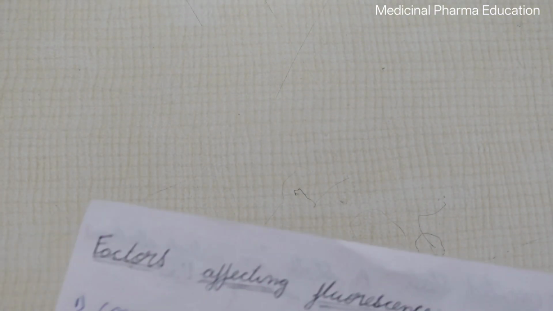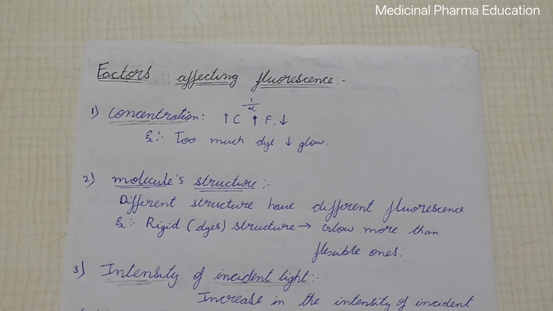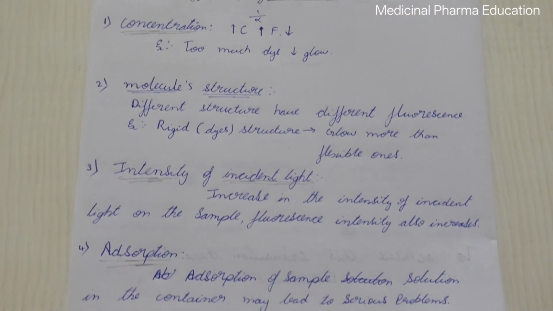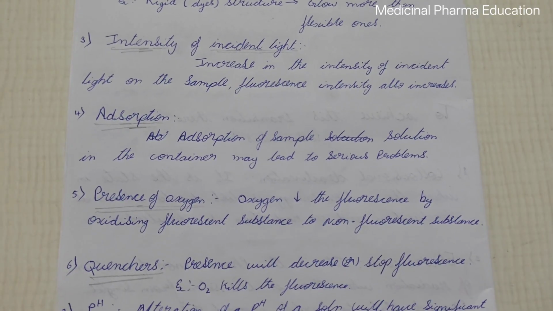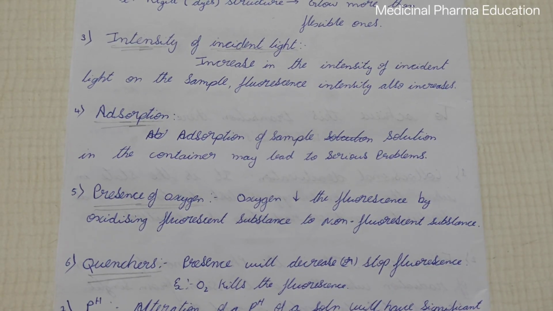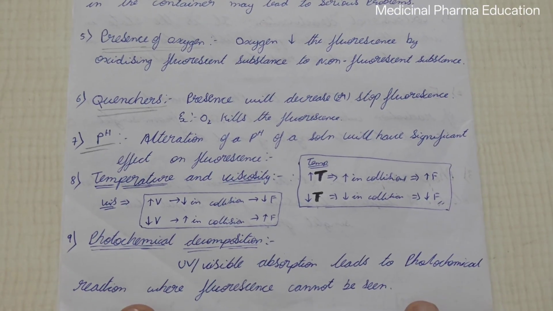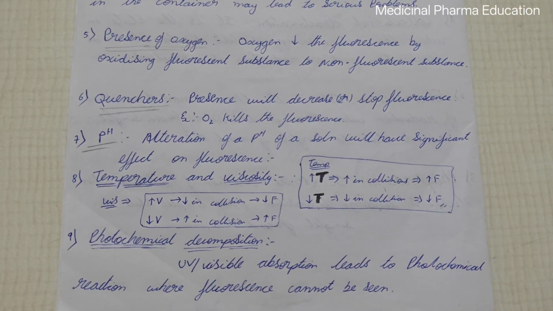Next, the last, the factors affecting the fluorescence: concentration, molecular structure, light intensity, absorption, presence of oxygen and quenchers, pH, temperature and viscosity, and photochemical decomposition. These are the main factors. And with this, we'll wind up today's class, and in the next class we are going to complete the spectrofluorimetry.